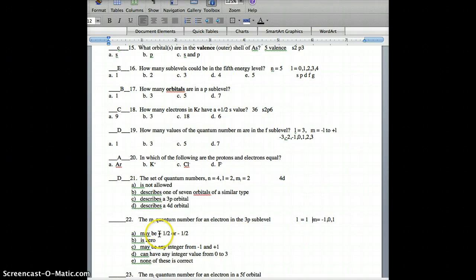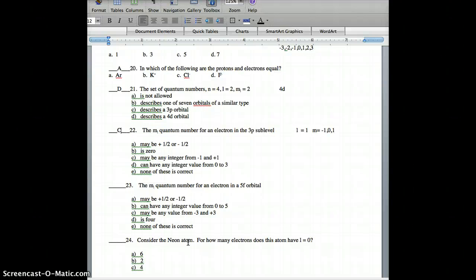So now let's take a look. Can the m quantum number be positive 1/2 or negative 1/2? No, that's s values. We don't know if it's 0 or not. It could be 0, but we don't know that for sure. It could also be 1 or negative 1. So the best answer is C. It can be any integer from negative 1 to positive 1.